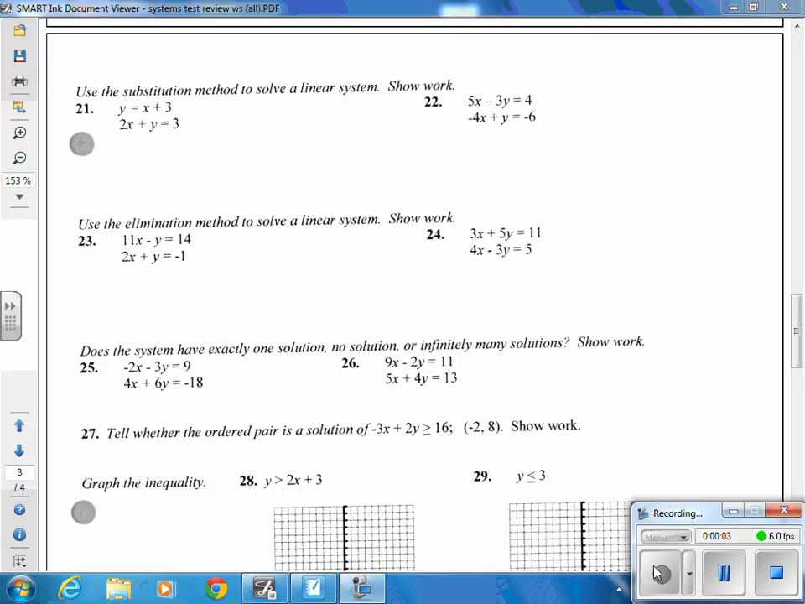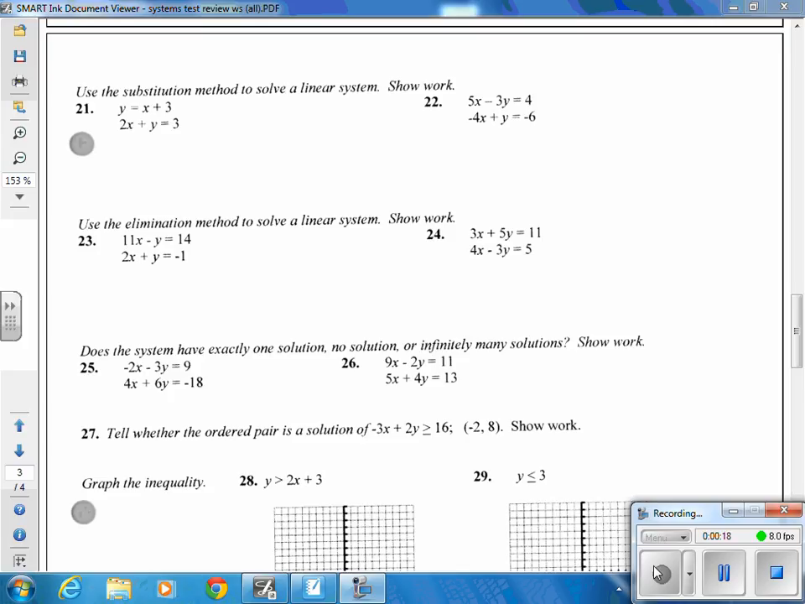Right, this is the continuation of the first half of the test review. So this is part 2. We're going to pick up with numbers 21 all the way to 34. This is where you will have to perform the other methods for systems of equations, and then we will have to do all the graphing related to inequalities.